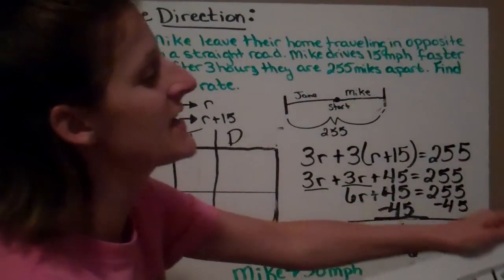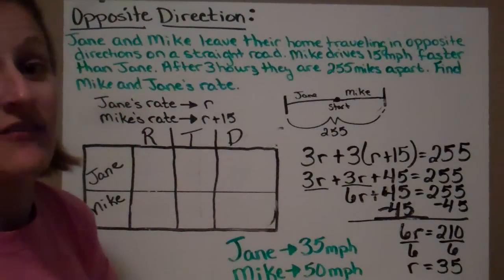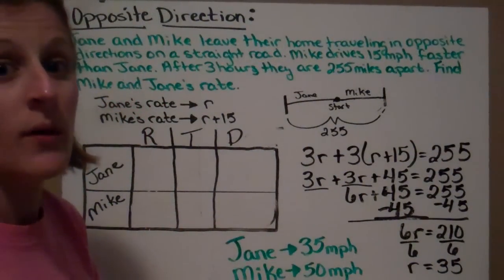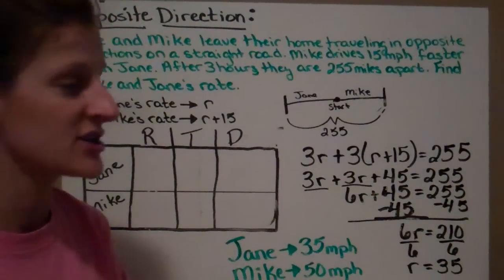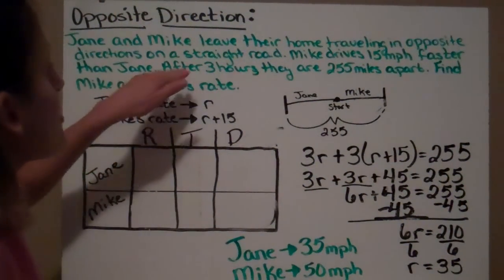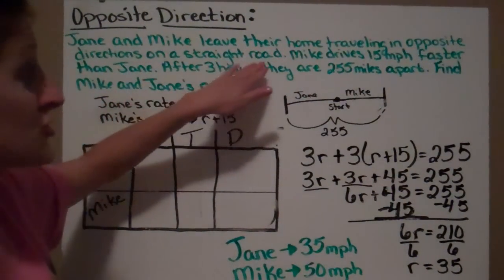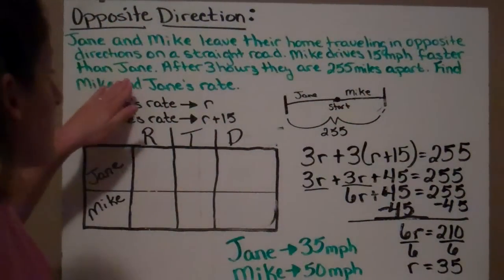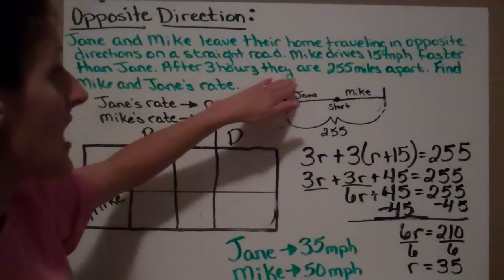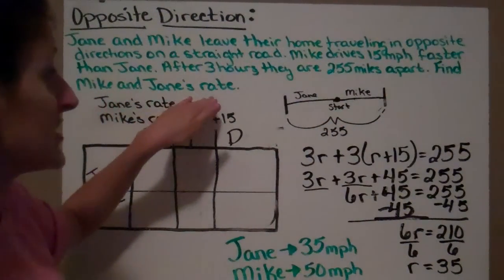Alright, the last type of uniform motion is opposite direction. Like if we started at the same point, one person went north, one person went south. Those are opposite directions of each other. So we've got Jane and Mike leave their home traveling in opposite directions on a straight road. Mike drives 15 miles per hour faster than Jane. After 3 hours, they are 255 miles apart. Find Mike and Jane's rate.